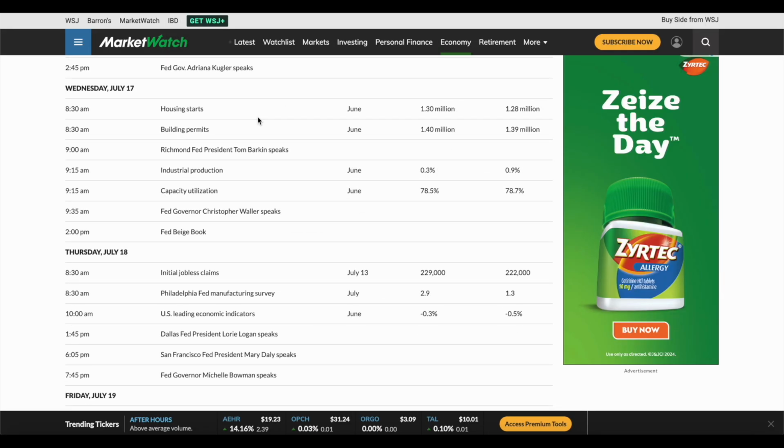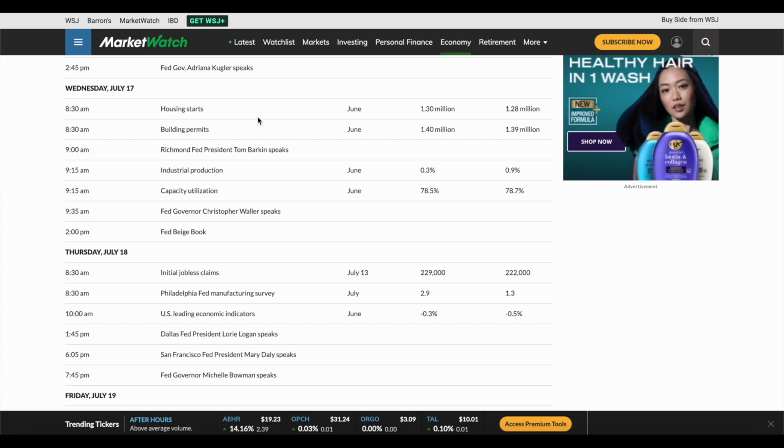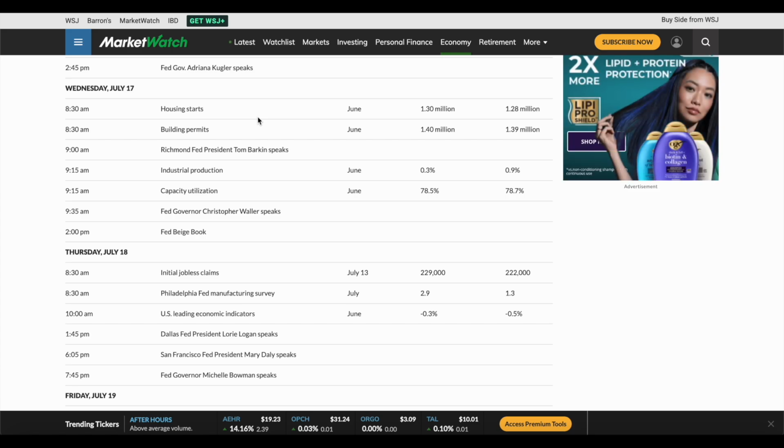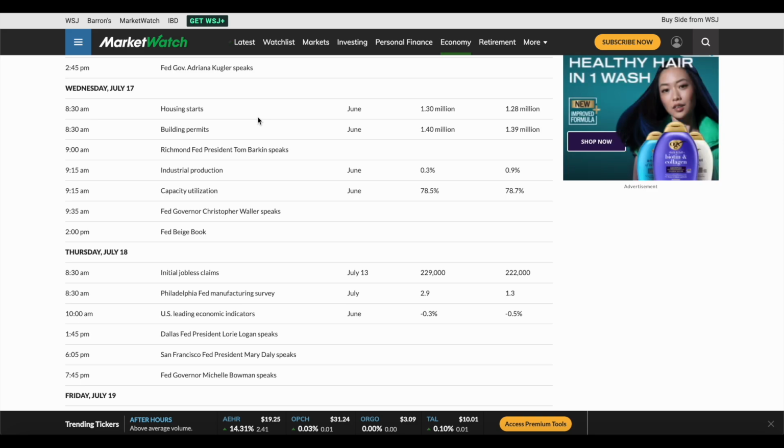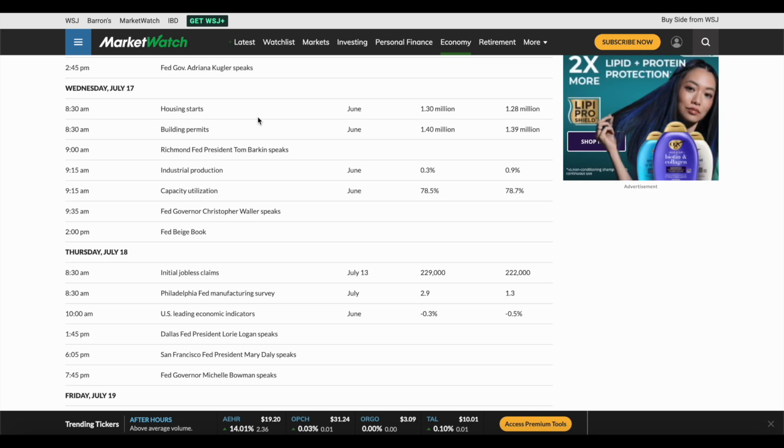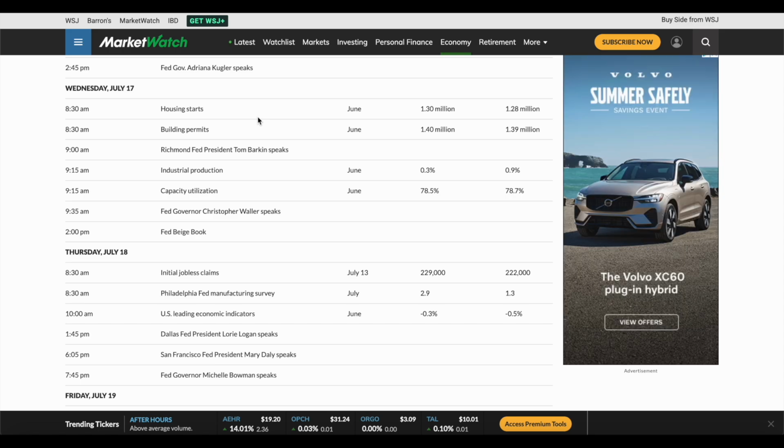Okay, so for Wednesday, July 17th at 8:30 a.m. we have housing starts as well as building permits. At 9 a.m. we have Richmond Fed President Tom Barkin speak. 9:15 we have industrial production as well as capacity utilization. At 9:35 a.m. we have Fed Governor Christopher Waller speak, and at 2 p.m. we have the Fed Beige Book.